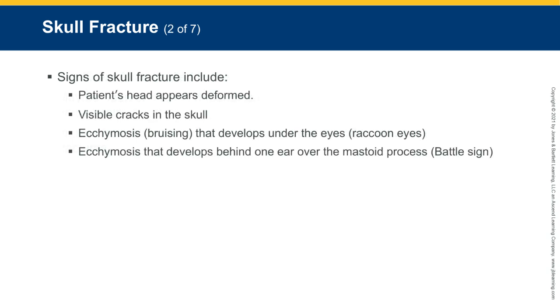Signs of a skull fracture include deformities of the head, visible cracks in the skull, and characteristic bruising patterns such as raccoon eyes or battle sign. Raccoon eyes refer to bruising under the eyes, while battle sign appears as bruising behind the ear over the mastoid process. These signs suggest potential brain injury and require urgent medical intervention.